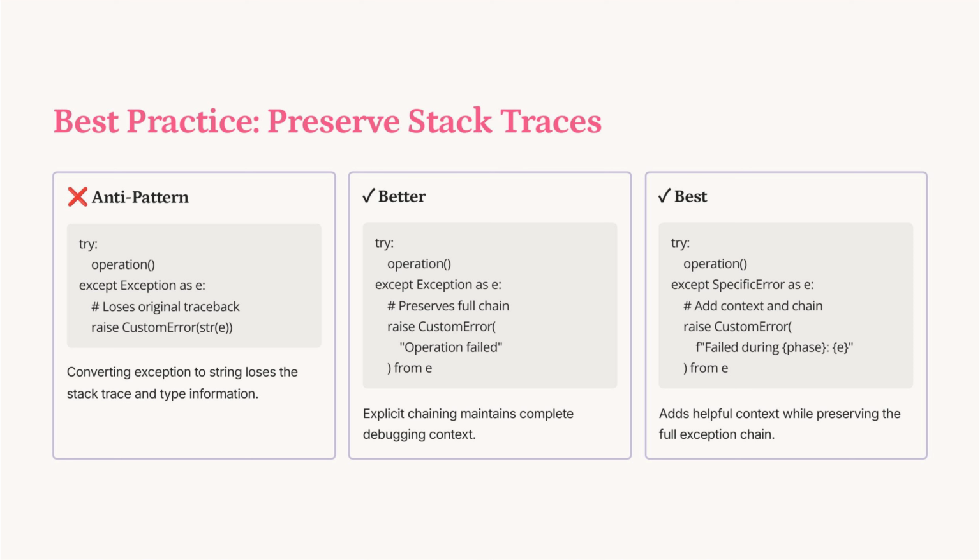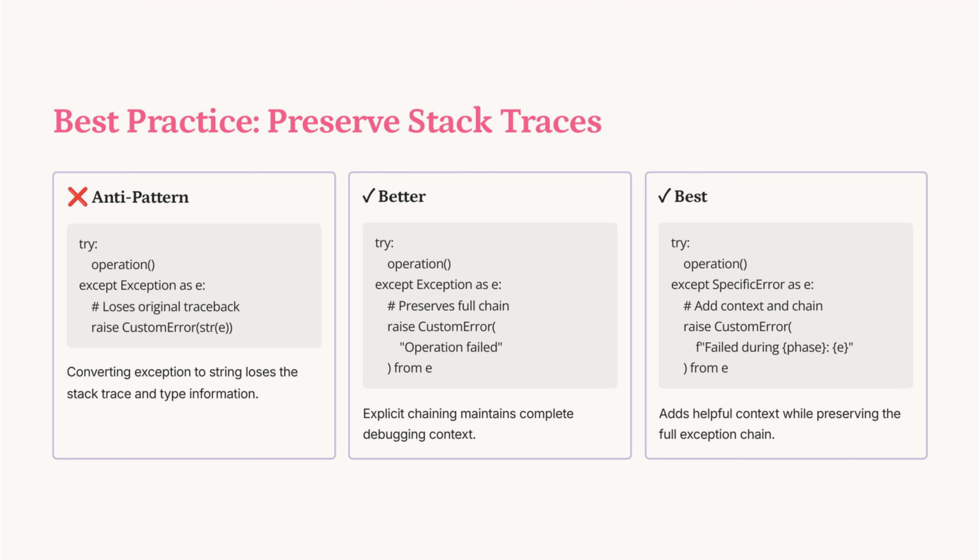Preserving stack traces is crucial for debugging. Avoid converting exceptions to strings, as it loses valuable traceback and type information. Instead, use explicit chaining to maintain the full debugging context. This approach adds helpful context while preserving the complete exception chain, ensuring that all relevant information is retained for effective error analysis.